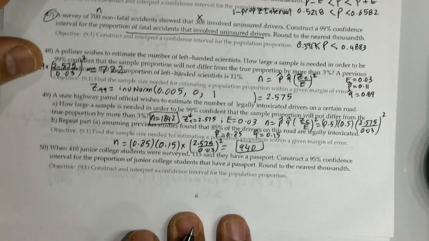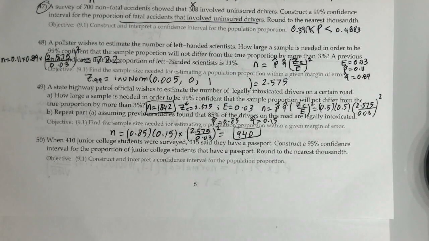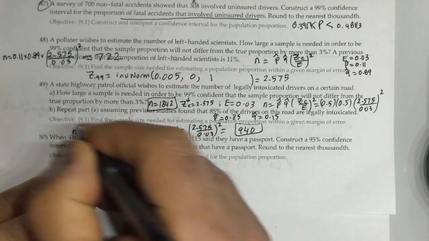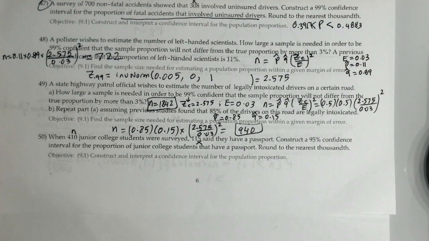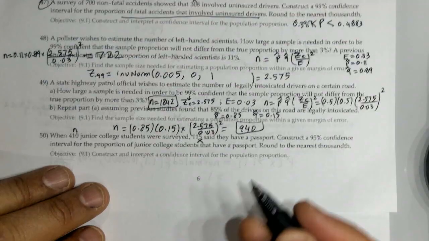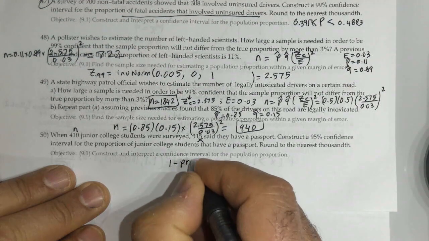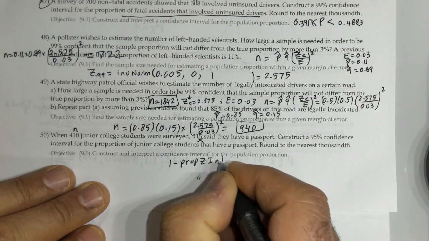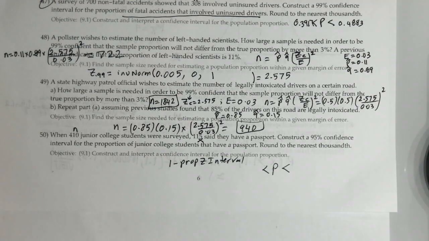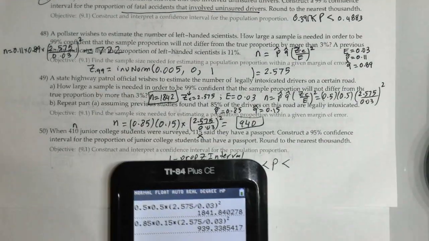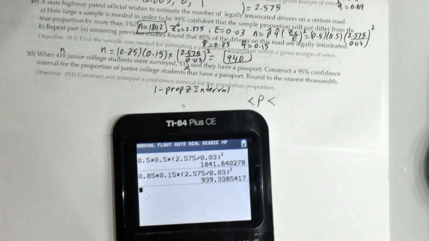Last question in the review. When 410 junior college students were surveyed, 115 said that they have a passport. Construct a 95% interval. Okay, so it's a one-prop Z interval. Let's prepare that. I will move this forward, and let's do it together.